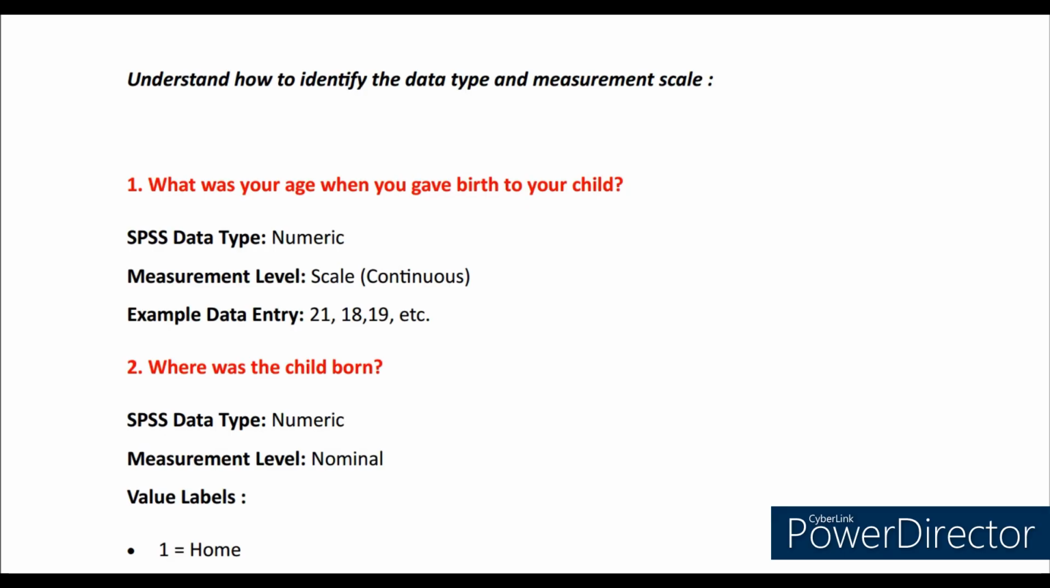I have selected some random questions from a child health survey. Please try to understand how to identify the data type and measurement scale. The first question is being asked to a mother: what was your age when you gave birth to your child? Age is a continuous numerical variable, so SPSS will store it in the form of numbers only, because the answer should be something like 18 years, 19 years, 25 years. So the SPSS data type should be numeric and the measurement level is scale because it's a continuous variable.